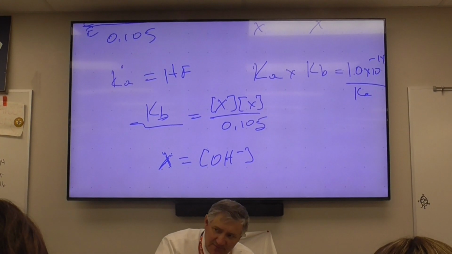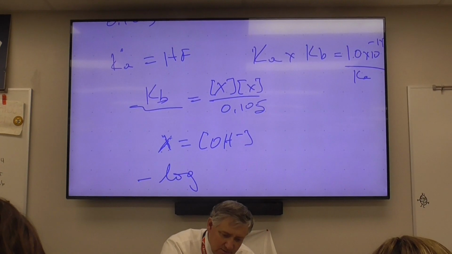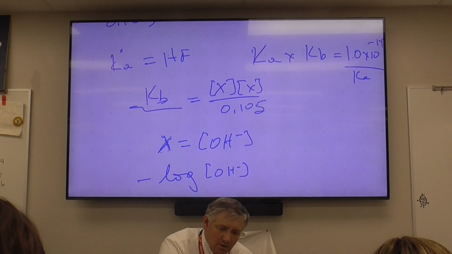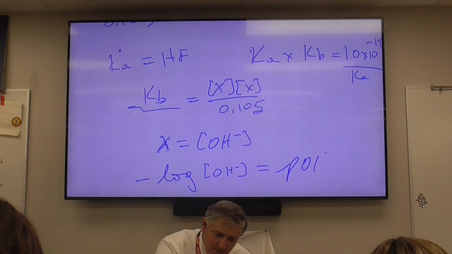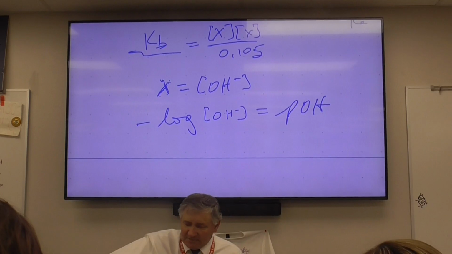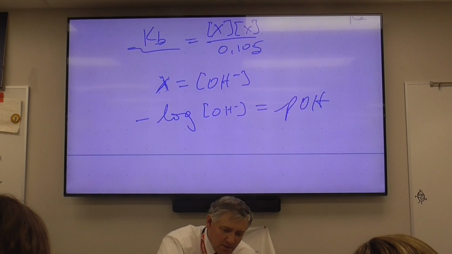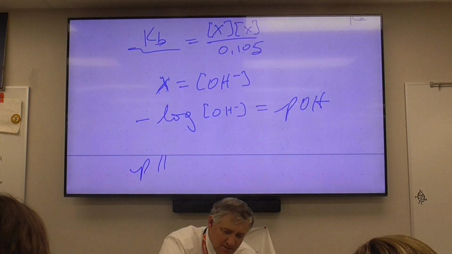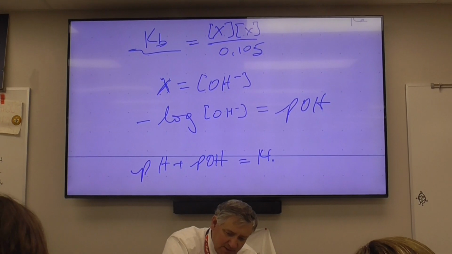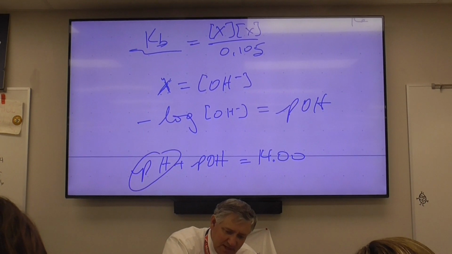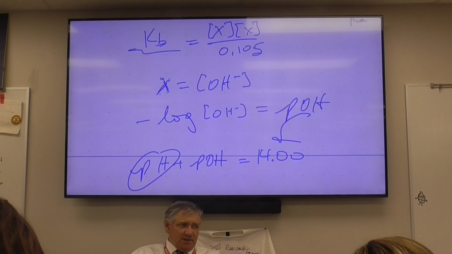If you take the negative log of your hydroxide ion concentration, what are you going to get? POH. Your POH. Now, again, you don't have to have this memorized, it's on your sheet, which you're going to have available for the quiz. Your pH plus your POH add up to 14.0. So to get your pH, subtract your POH from 14.